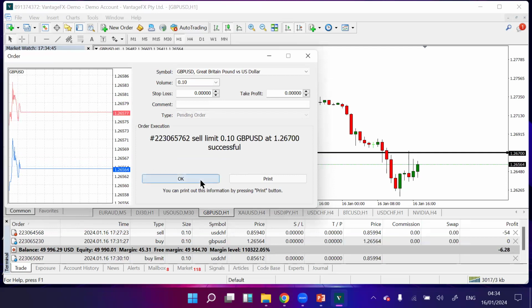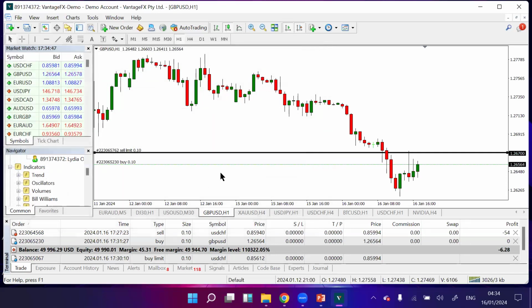So you see, it doesn't tell you buy or sell, it tells you place, because you're just placing a trade. That trade is not active yet, right? So you can see now sell limit at 0.2. The trade is not active yet.